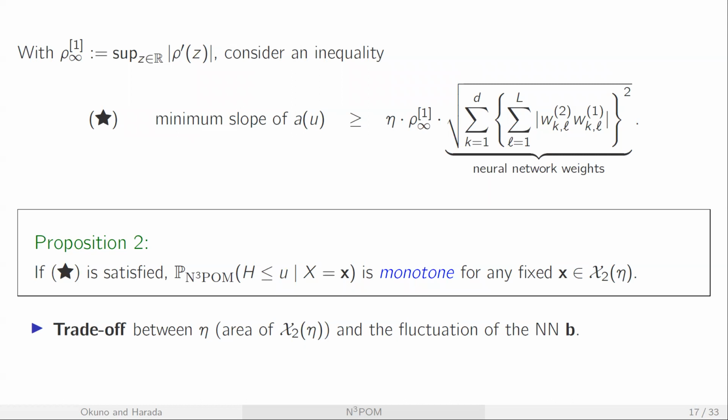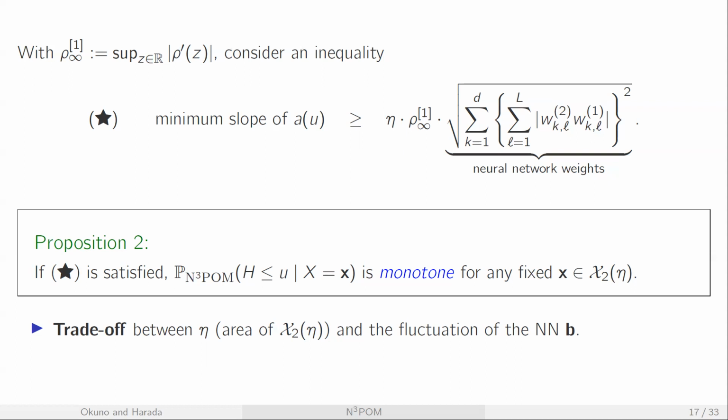Actually, this proposition can be easily understood. The left-hand side of the inequality star represents the fluctuation of the intercept function A. On the right-hand side, this one represents the fluctuation of the neural network-based coefficient function B_U. So this inequality indicates that the neural network has a smaller fluctuation than the intercept function.